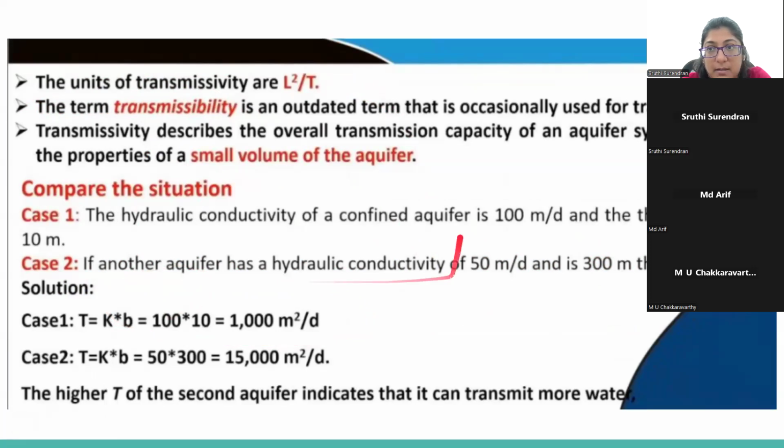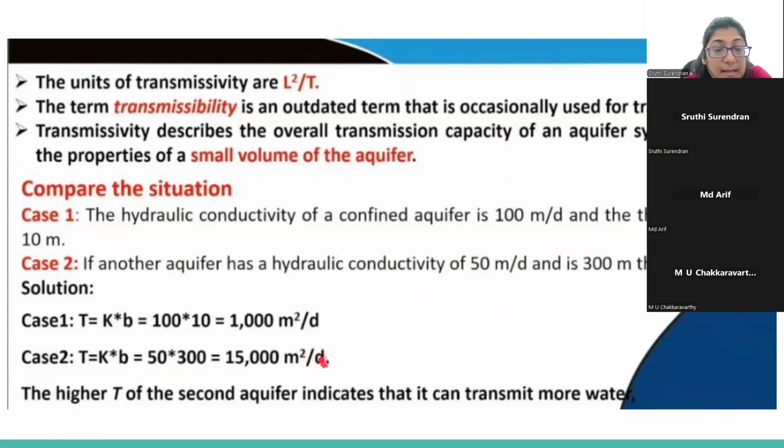Now here they have given an example where the hydraulic conductivity of an aquifer is 100 meter per day and the thickness is 10 meter. So 100 into 10, it will be 1000 meter square per day. Similarly, for another aquifer whose hydraulic conductivity is only 50, but the thickness is 300 meter, it will be 15,000 meter square per day.